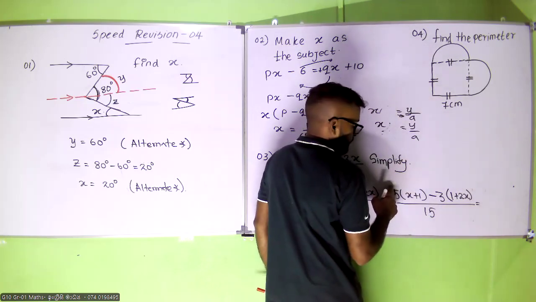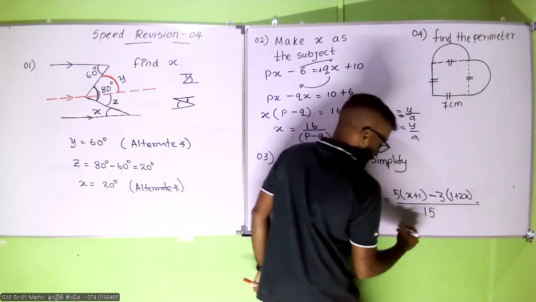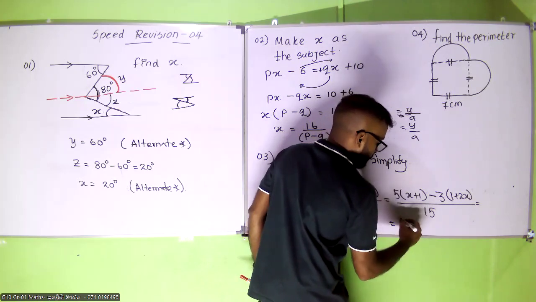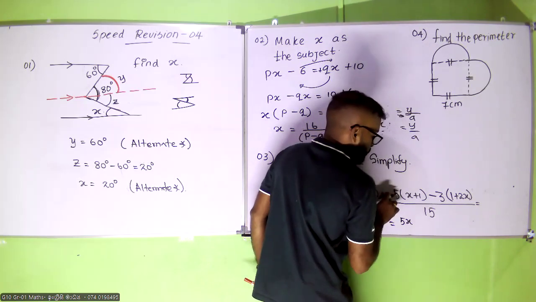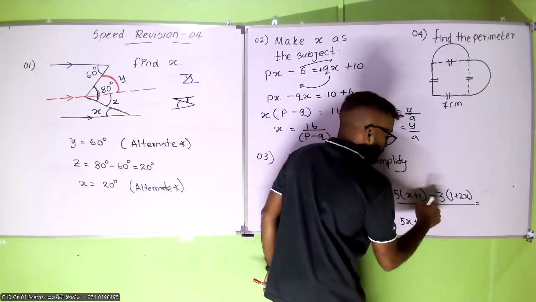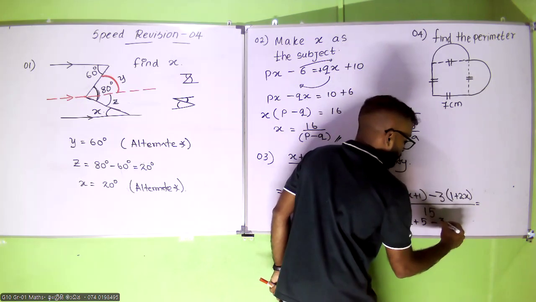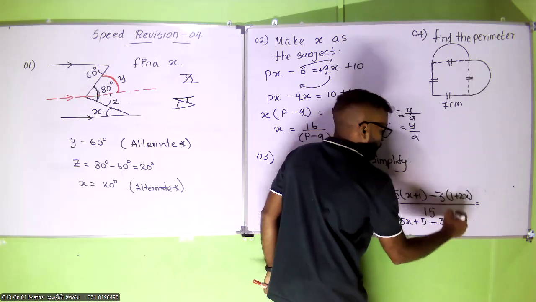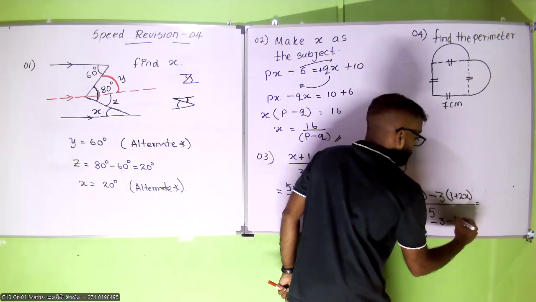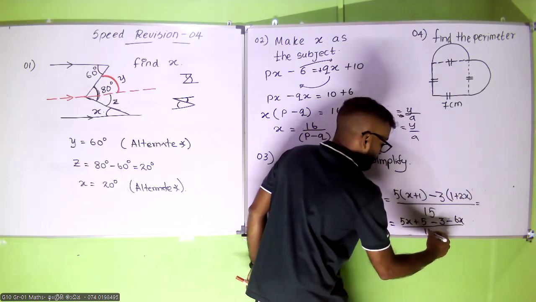Now simplify, right? 5 times x, positive into positive. I will take here, right? Positive into positive, positive. 5 times x, 5x. Positive into positive, positive. 5 times 1, 5. Minus into positive, minus 3 times 1, 3. Minus into positive, minus 3 times 2, 6x. Common denominator is 15.